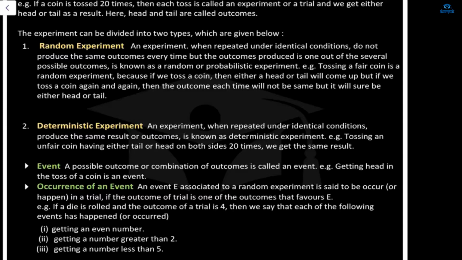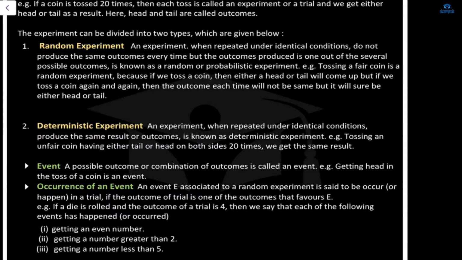In a random experiment, when an experiment is repeated under identical conditions, it produces different results. Several results are possible, it does not produce the same outcome every time, but the outcome produced is one of the several possible outcomes. For example, when you are tossing a coin, what are the possible outcomes? Head or a tail. So this is a random experiment. You are doing it randomly, and you'll get an output.